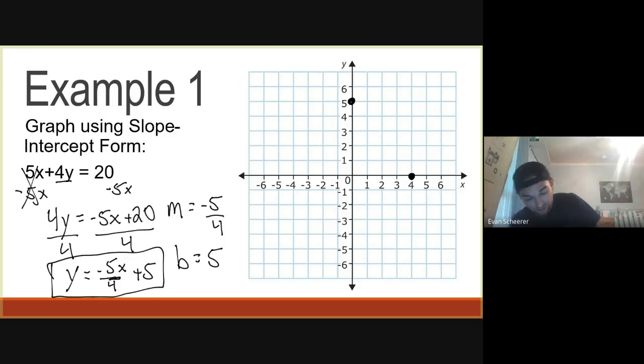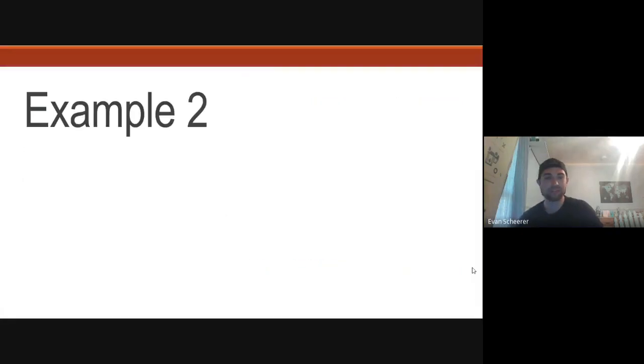So I'm going to draw my line right there. And I'm going to do it again this way to make sure it lines up. That's close enough, right? And then I'm going to draw my arrows. And now this is my graph for 5x plus 4y equals 20. All right, let's go ahead and go to the next slide.